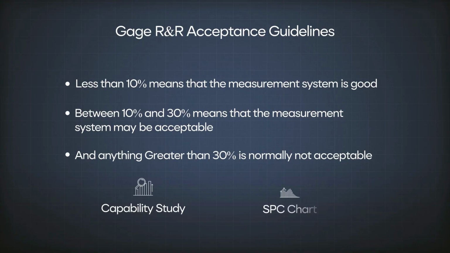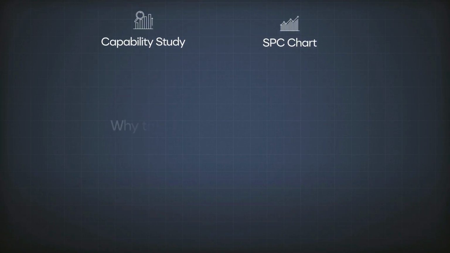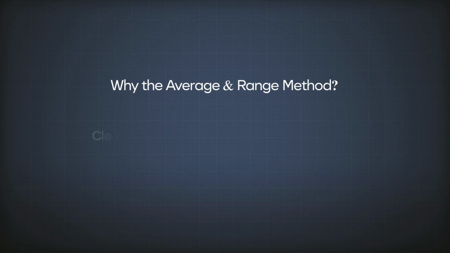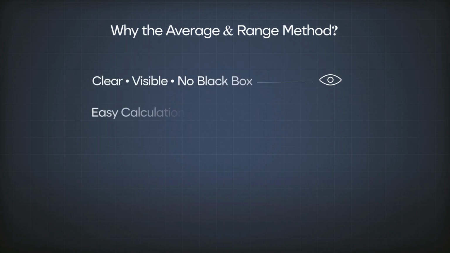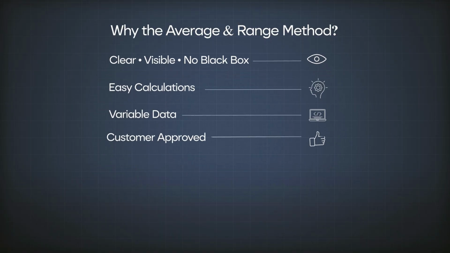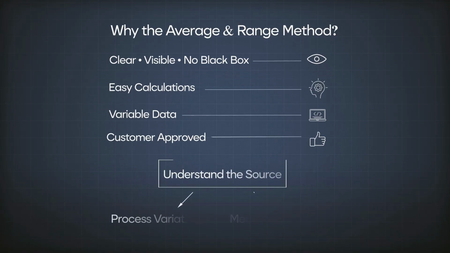cannot be trusted. Even with modern software, this method remains popular because it's transparent. It's easy to explain. It works well for variable data. It's accepted by customers. Most importantly, it helps teams understand where variation comes from.